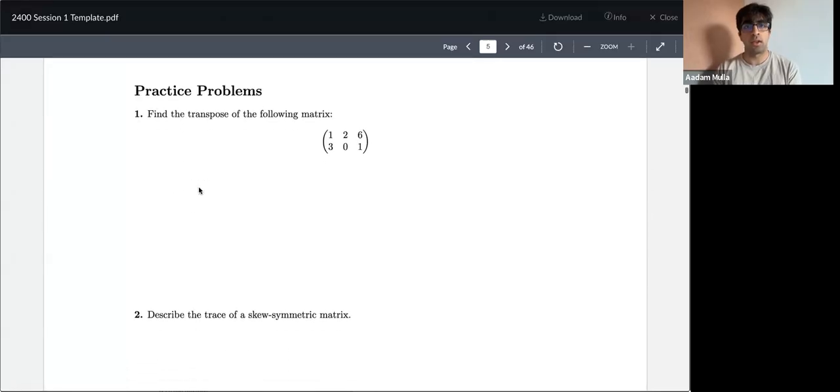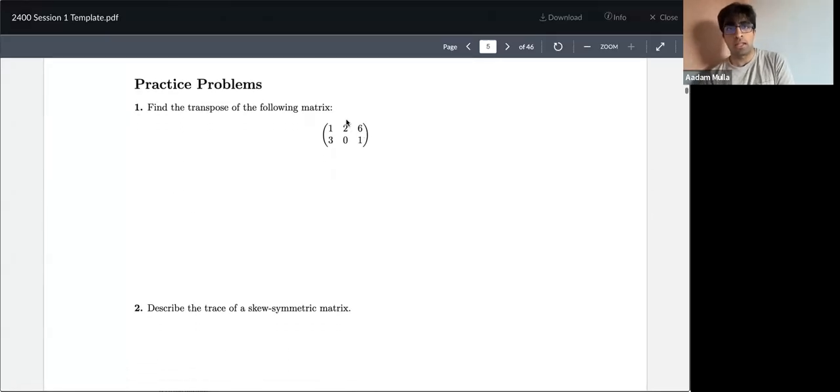All right. So here are a few practice problems. This first one should be fairly straightforward. Think about it for a sec. What would you do? You'd take the rows. So you take 1, 2, 6 as a row and write it as a column, and then 3, 0, 1 and write it as a column.